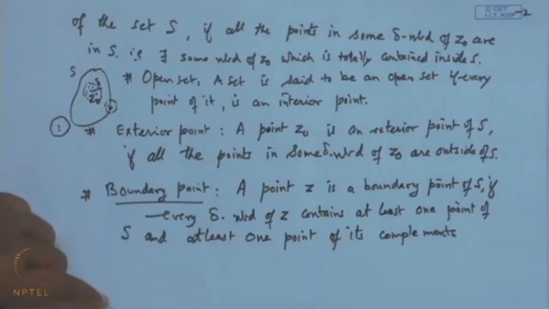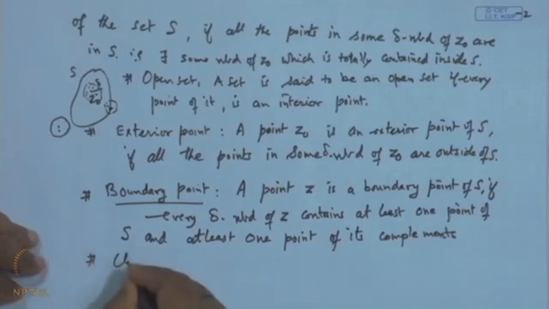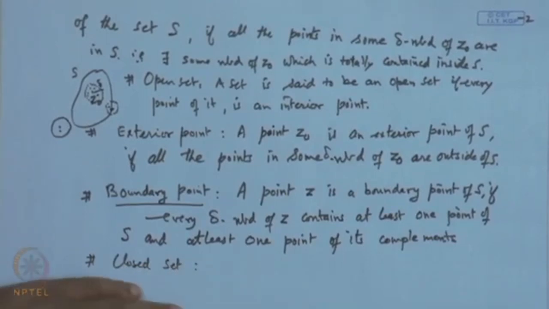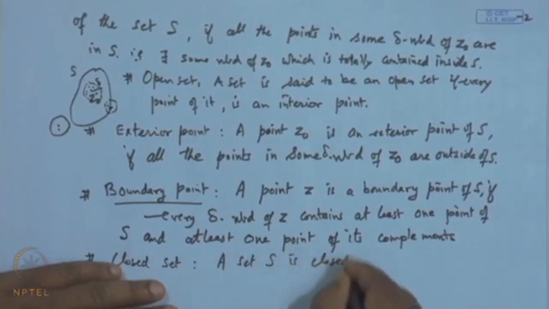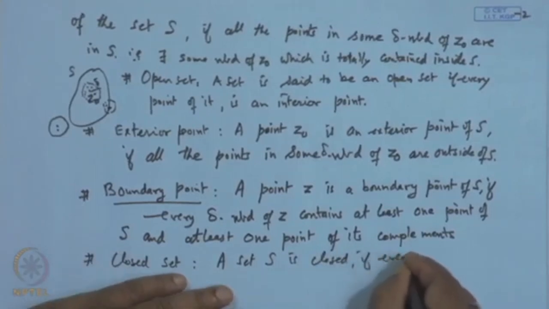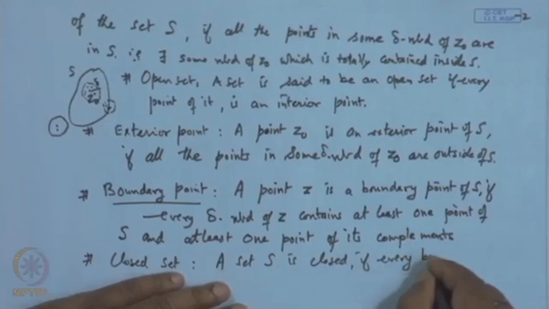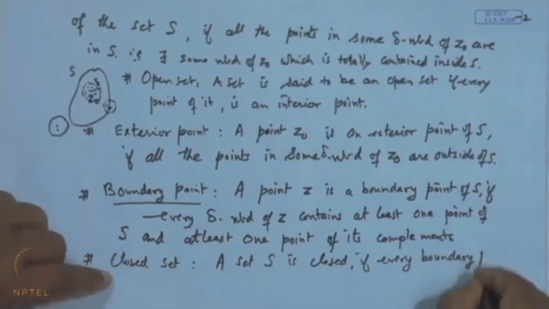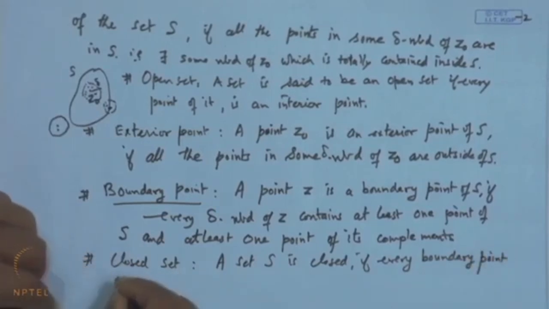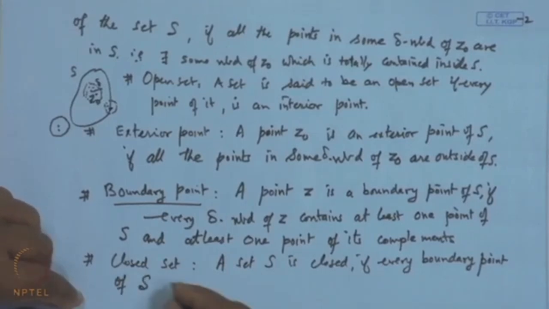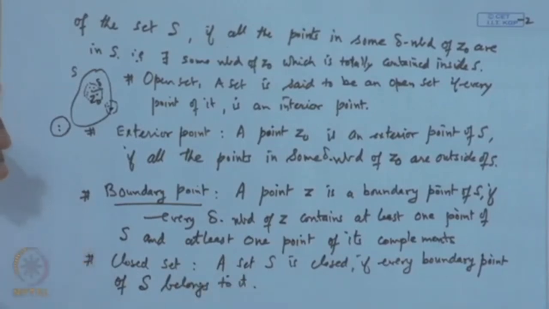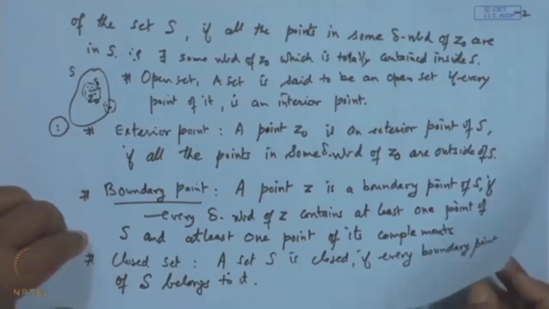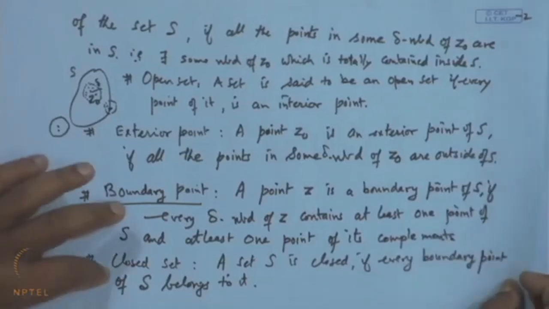Now, closed set. A set S is said to be a closed set if every boundary point of S belongs to it. Means if it contains all its boundary points, then... all complements of the open sets we also call closed sets. So a set is said to be closed when all its boundary points are in the set.